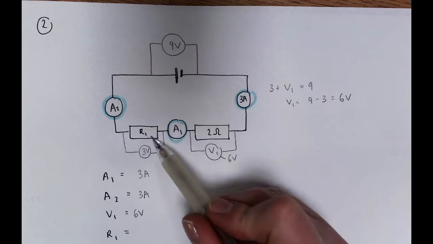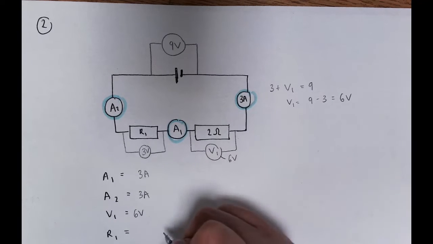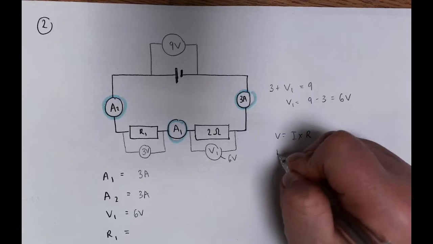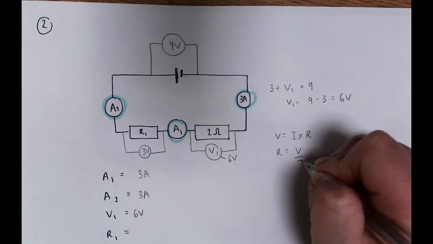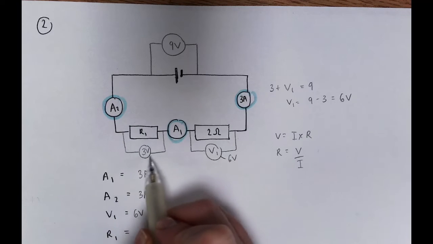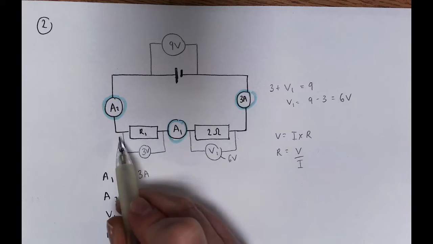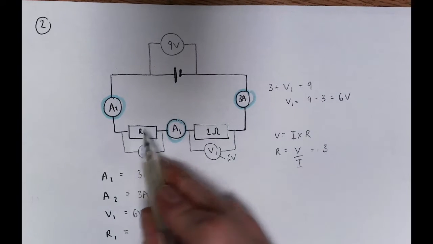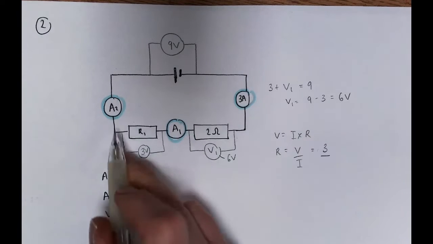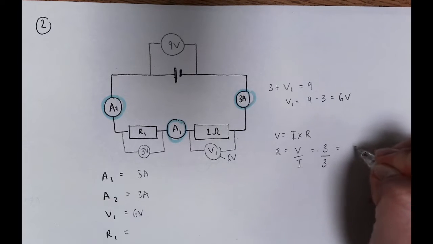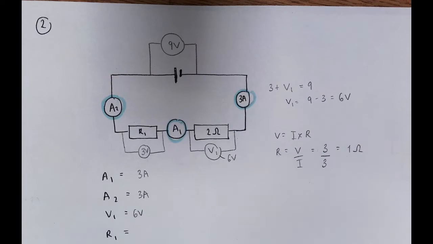Lastly, we can work out the resistance of R1. We know that V is equal to I multiplied by R. I can rearrange: R is equal to V divided by I. For R1, 3 volts is transferred across it, so V is 3 for this particular resistor. The current flowing into it, we've said, is 3 amps, and so the resistance value will be 1 ohm. So this is a 1 ohm resistor.